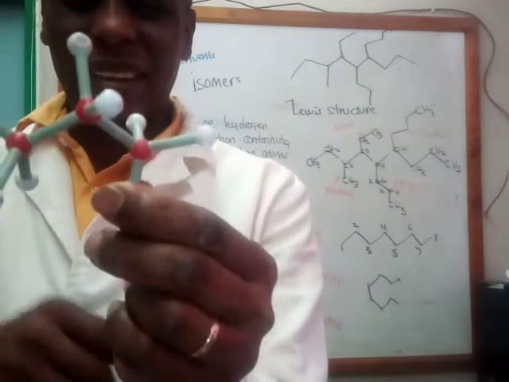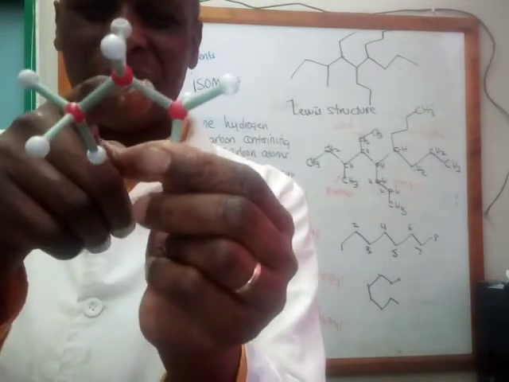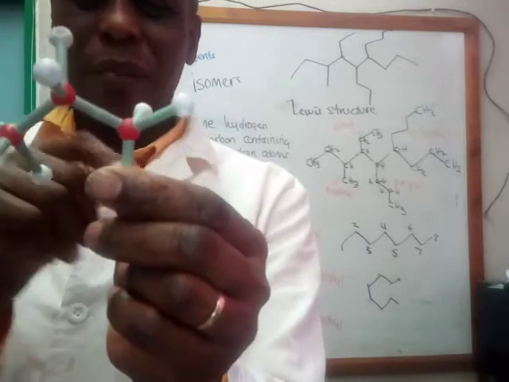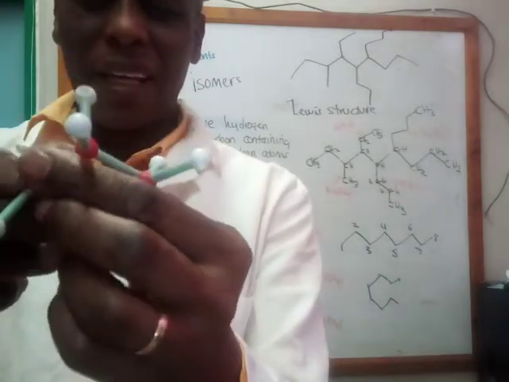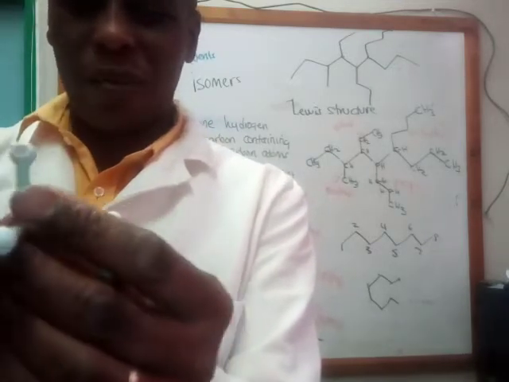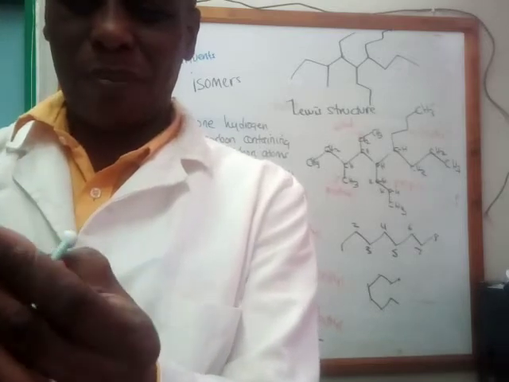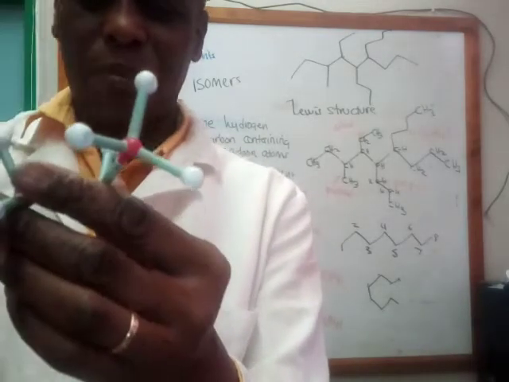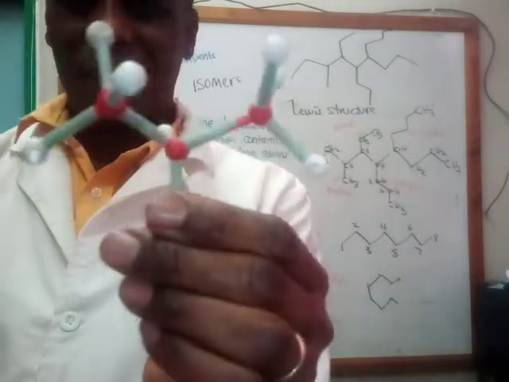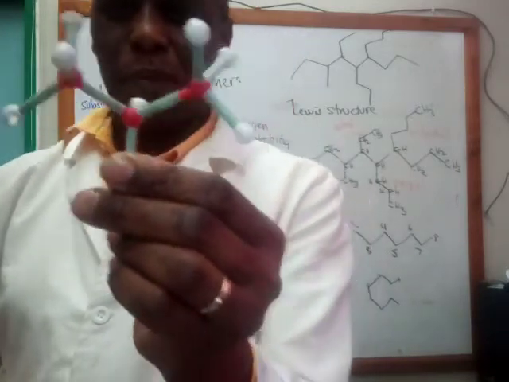So let me rearrange this structure. Can you see? In this case, this is where the parent chain will be located. And then I've got 1, 2, 3 carbon atoms. So let me do something by putting this, okay, let me remove from here. And then I put this one here. Okay, let me remove here. And then I put here, and then I put it here. All right. Now, this is a structural isomer of the same propyl group.